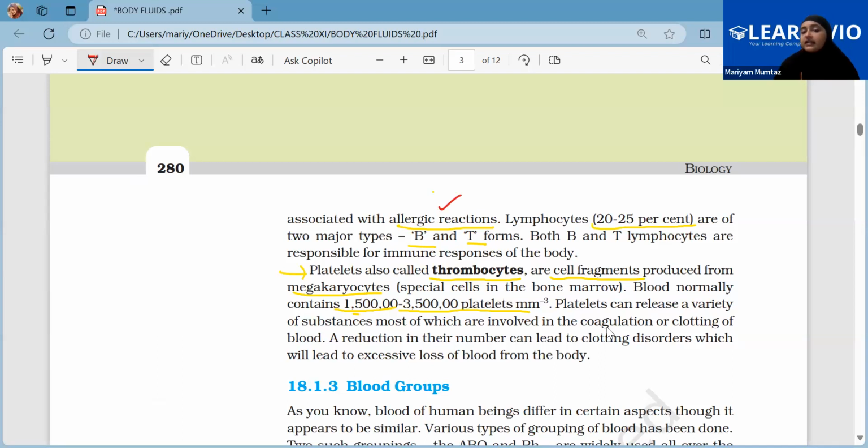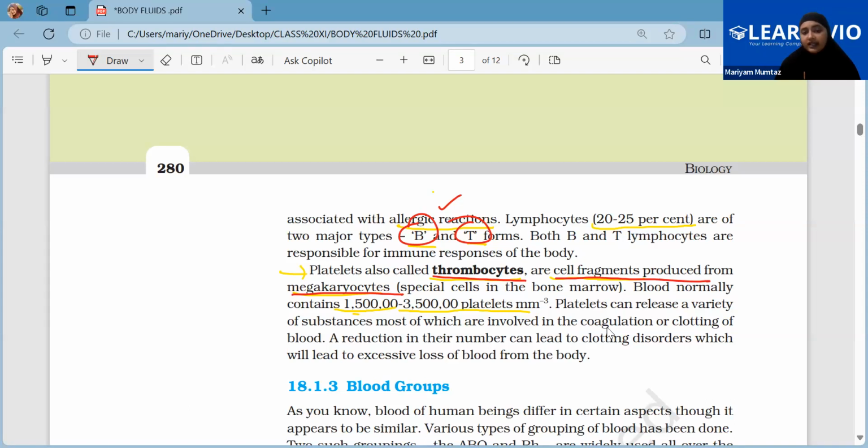Lymphocytes make up about 20 to 25%. They are of two major types, B lymphocytes and T lymphocytes. Both B and T lymphocytes are responsible for immune responses of the body. Platelets are known as thrombocytes. These are cell fragments produced from megakaryocytes, special cells in the bone marrow. So the platelets which our body has are known as thrombocytes, and they are cell fragments. It's not a whole cell, rather fragments of the cell.